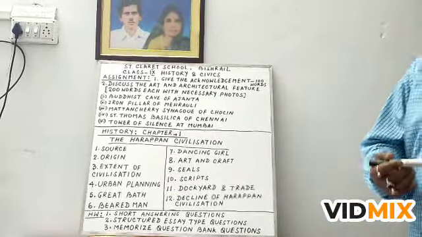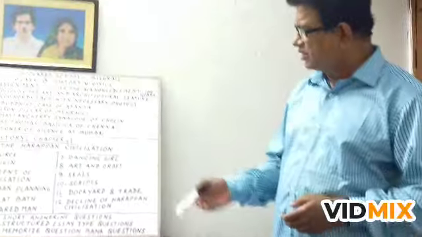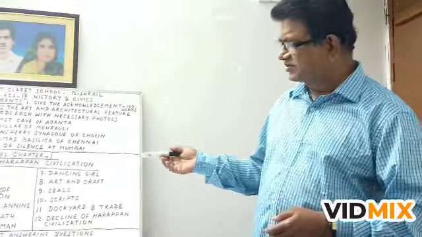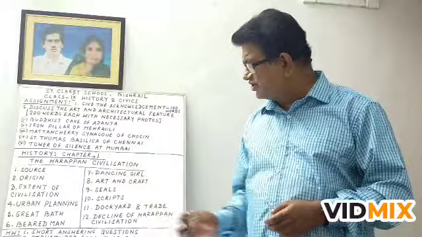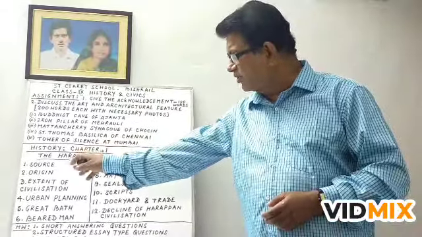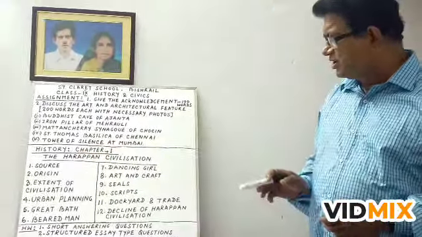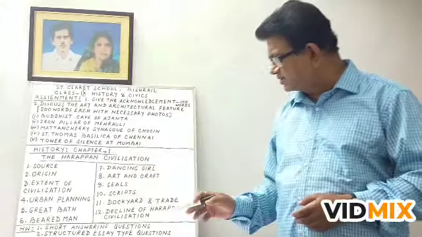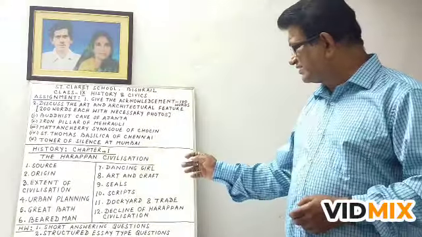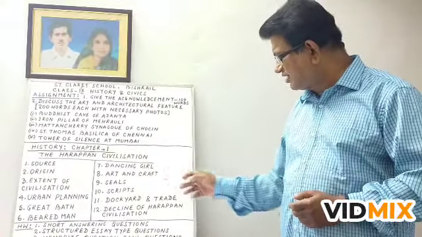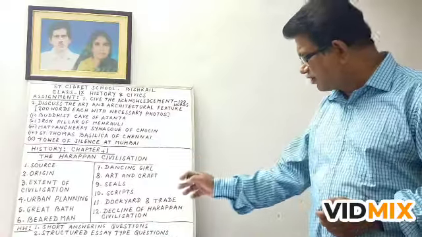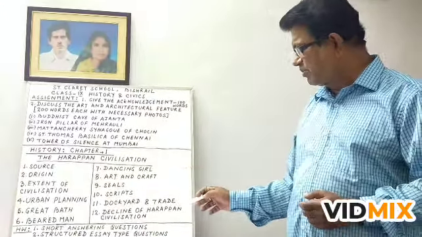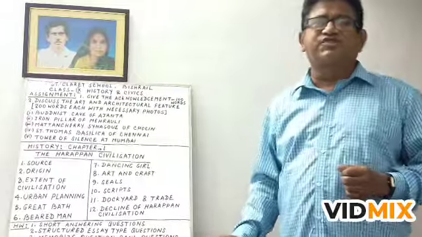Before discussing the Harappan civilization, I want to tell you that this first chapter's syllabus includes: source, origin, extent of civilization, urban planning, the Great Bath, the Bearded Man, the Dancing Girl, art and culture, seals, script, dockyard and trade, and decline of the Harappan civilization. I am going to discuss all these 12 points, and they are part of your Chapter 1 syllabus.